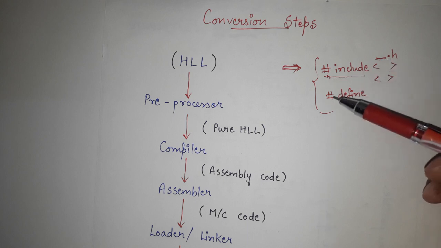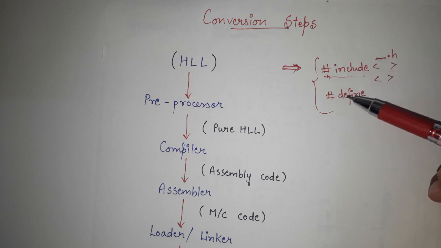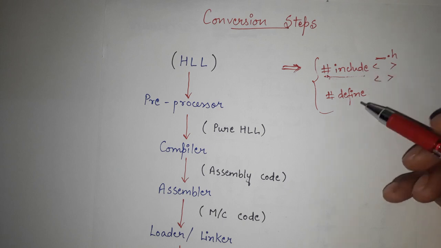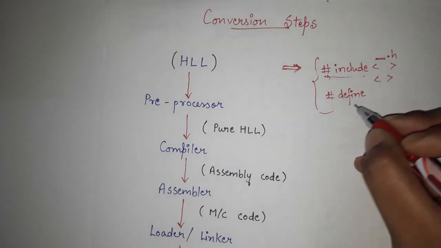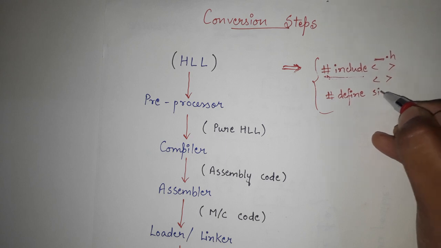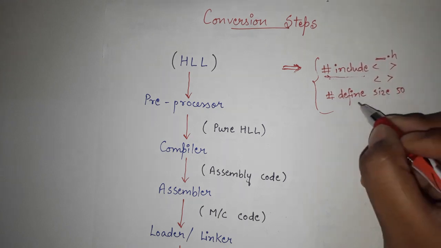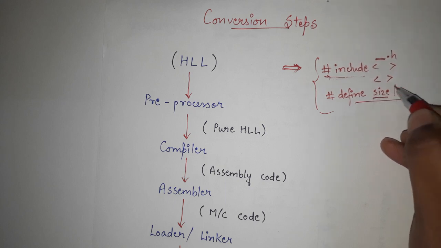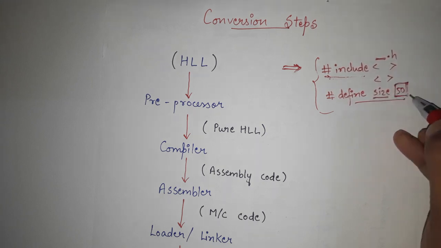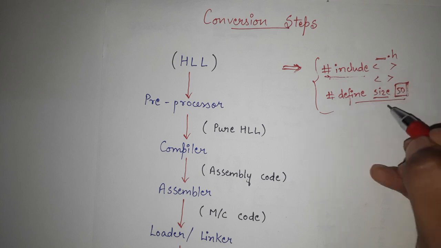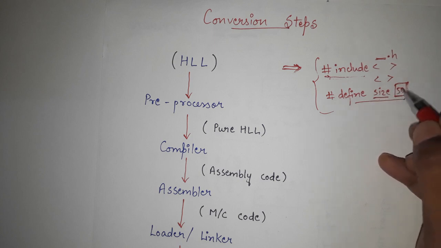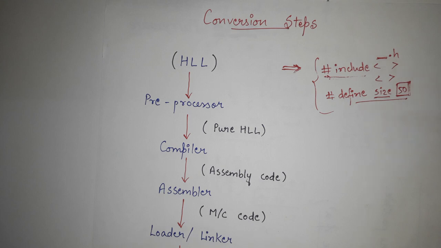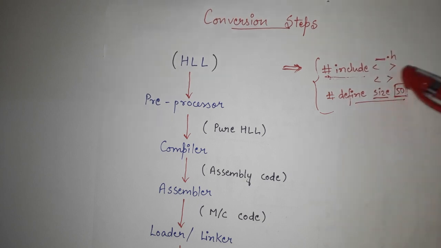Correct. Then we are having hash define. Hash define means it is macro expansion, means basically how hash define is used. For example, if I am writing hash define size 50, this means what? It globally defines this size with the size 50, with length 50. Means whenever in the program I will be writing this size, it will take the value 50. So the benefit of doing this is, in the program, if I am writing size 50 times, for example, all those times it will directly write 50.